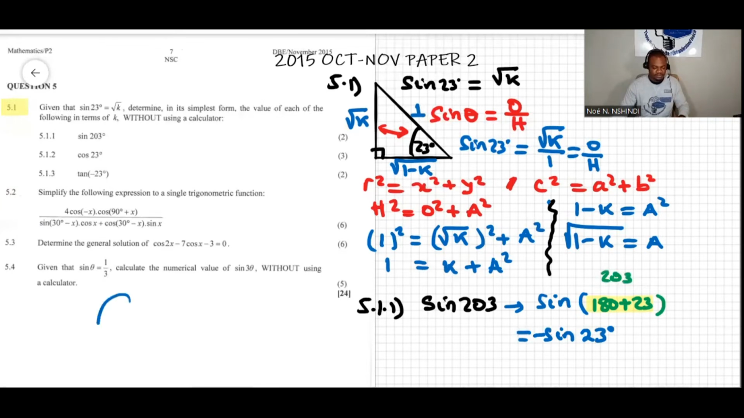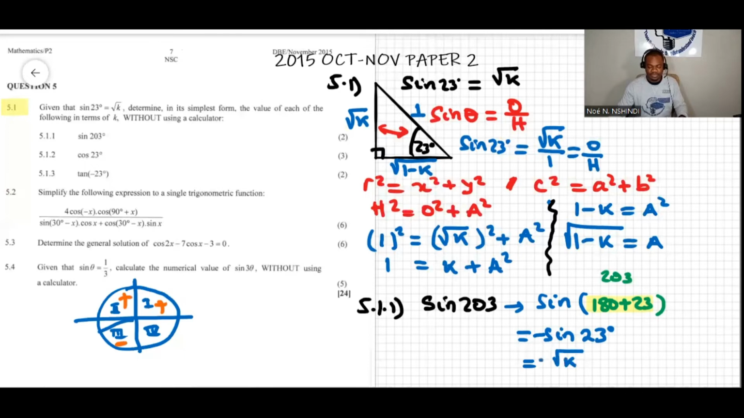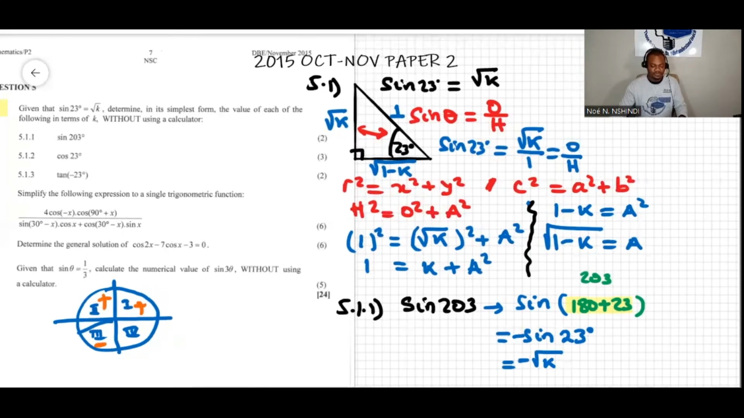Let me draw a trig circle here. This is the first, second, third, and then fourth quadrant. 203 degrees is in the third quadrant, where sine is negative, because sine is positive only in the first and second quadrants. That's the reason sine of 180 plus 23 degrees is negative. And sine of 23 degrees is just square root of k, so the answer will be minus square root of k. That was question 5.1.1.